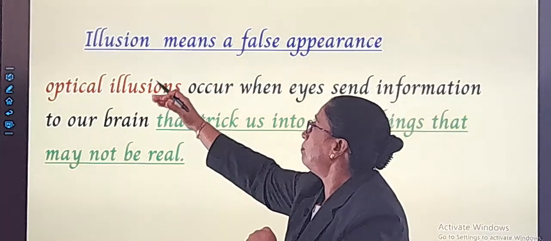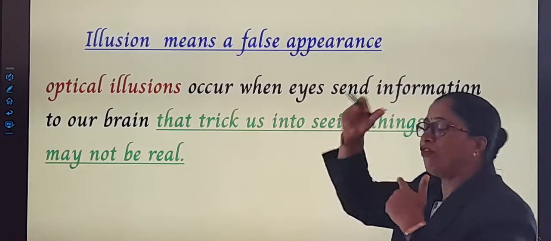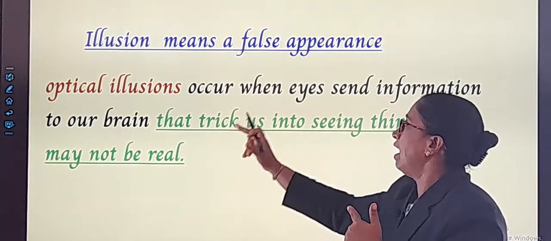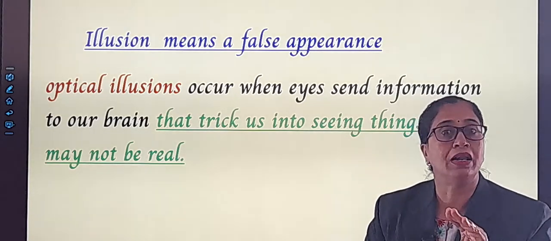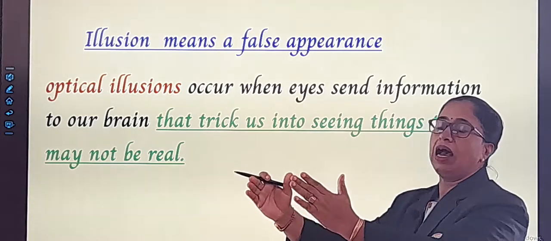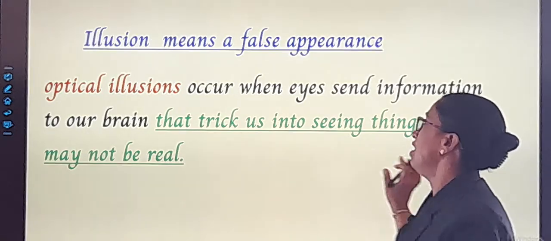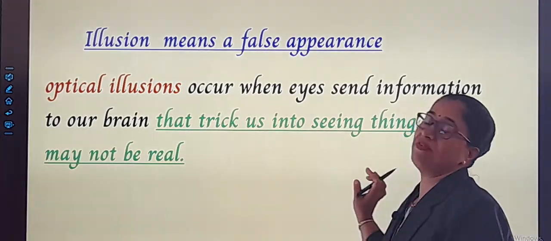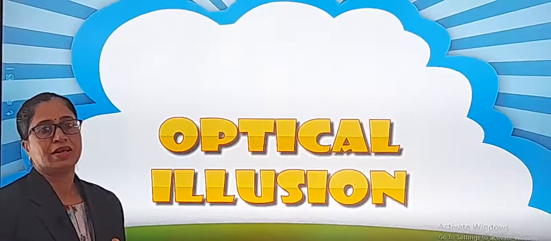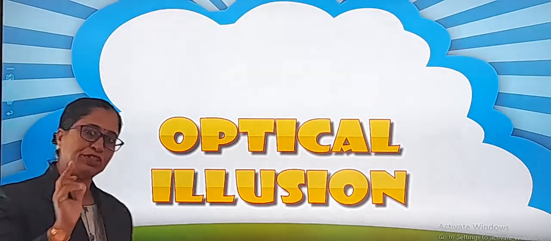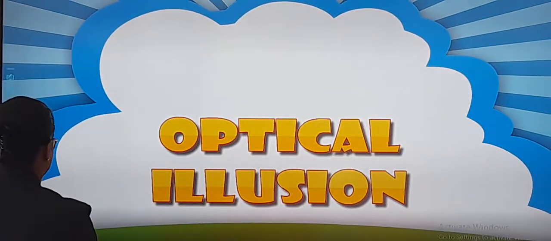This type of optical illusion occurs when our eyes send information to our brain and then that tricks us into seeing things which may not be real. You see something and you start believing that something else is true. So you will understand this better when I show you the video. Let's watch the video. Students, pay attention to the video and then you will understand what is optical illusion.